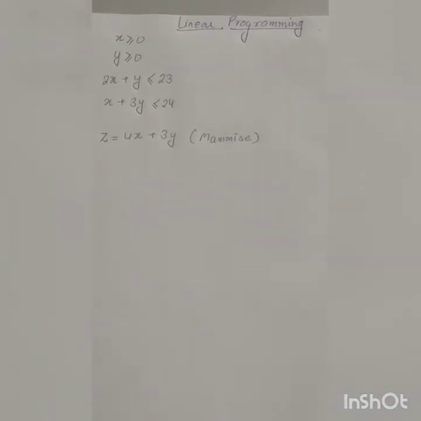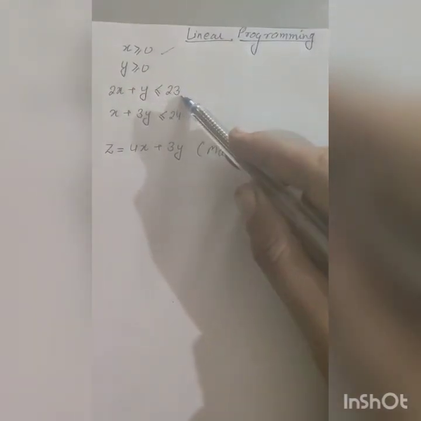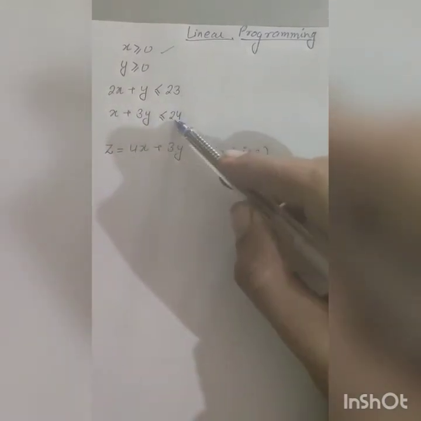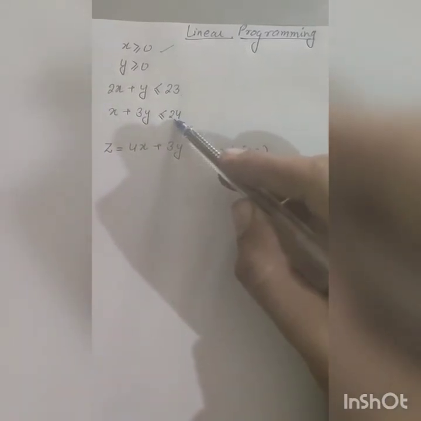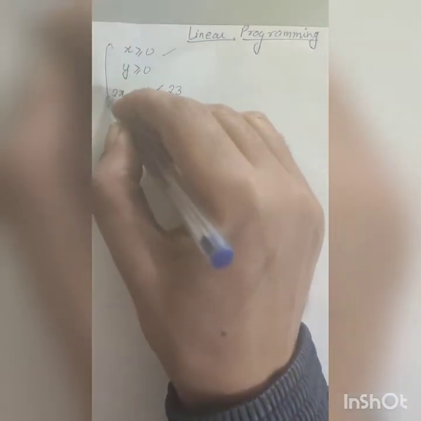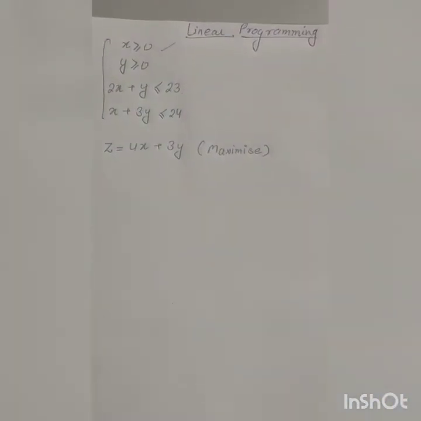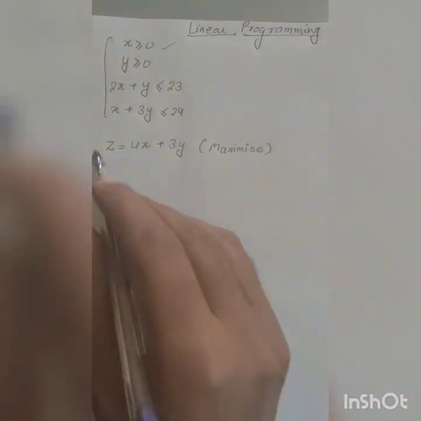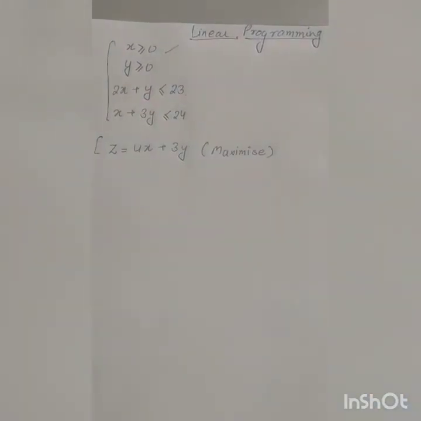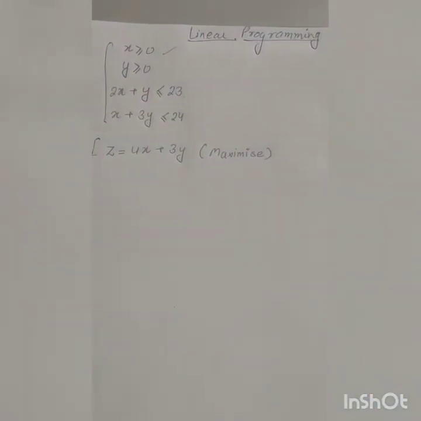Now we are going to do one more question from linear programming. The question I have taken: x is greater than or equal to 0, y is greater than or equal to 0, 2x plus 3y is less than or equal to 23, x plus 3y is less than or equal to 24 are the constraints for the given problem, and this is the objective function for the given linear programming problem.